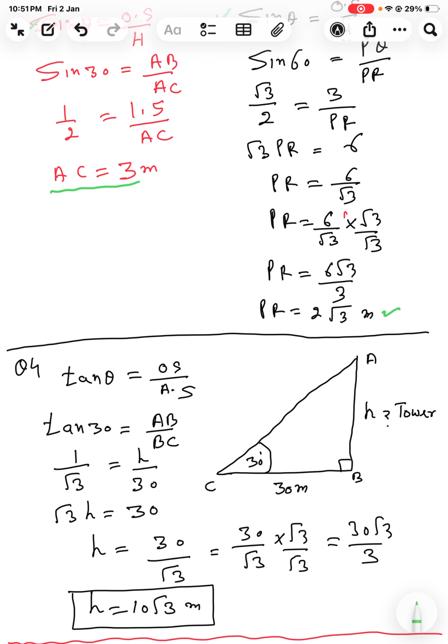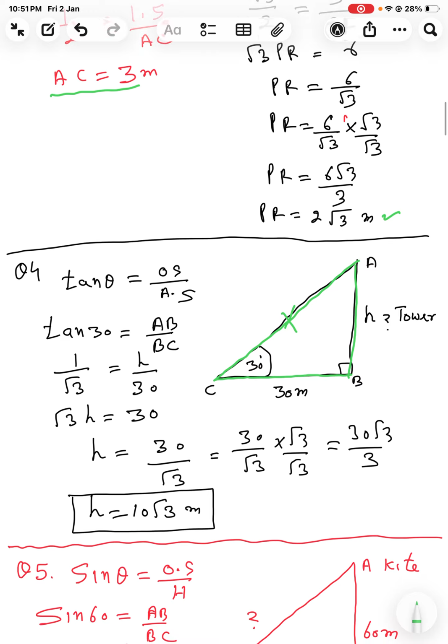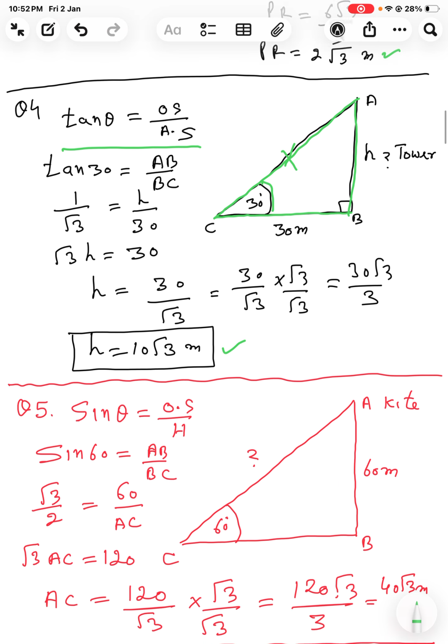In question 4, from a point on the ground, the angle of elevation to the top of the tower is 30 degrees, and the point is 30 meters away from the tower. We have to find the height of the tower. There is no role of the hypotenuse, so apply tan theta equal to opposite side upon adjacent side. Apply tan 30, then you can solve. 10 root 3 meters is the answer.